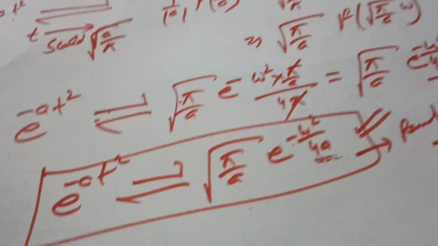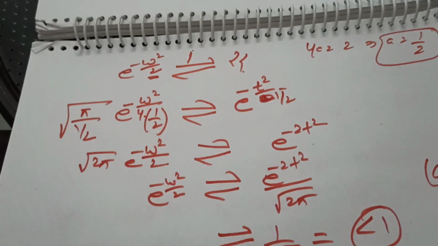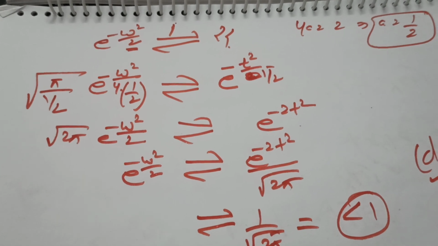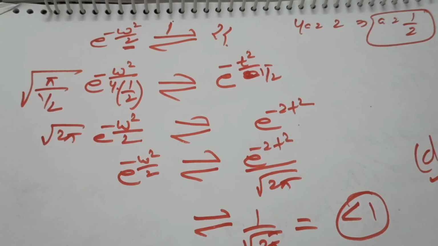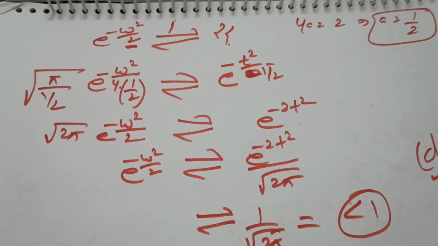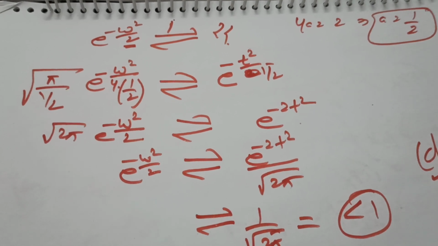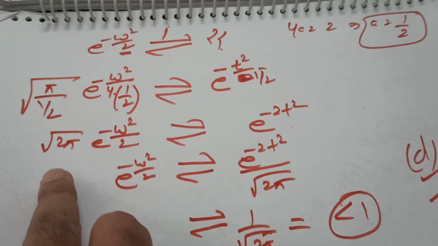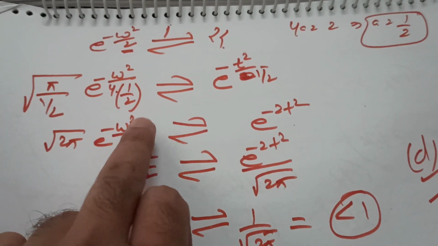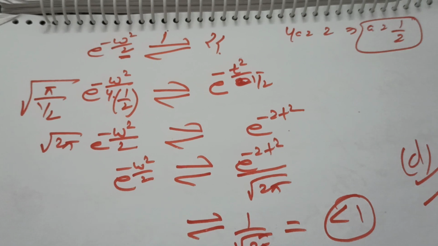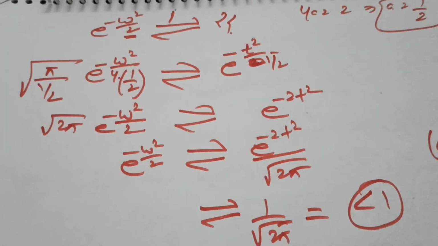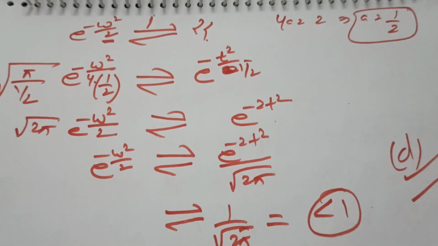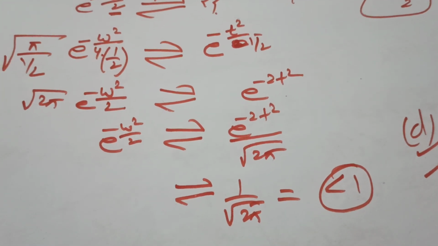Okay. Now coming back to our question, it was e to the power minus omega square by 2. What will be its Fourier transform? So the scaling factor is half. So automatically the Fourier transform of under root 2 pi is e to the power minus omega square by 2 is e to the power minus 2t square. Is that clear? Okay. Now e to the power minus omega square by 2 is e to the power minus 2t square upon under root pi.